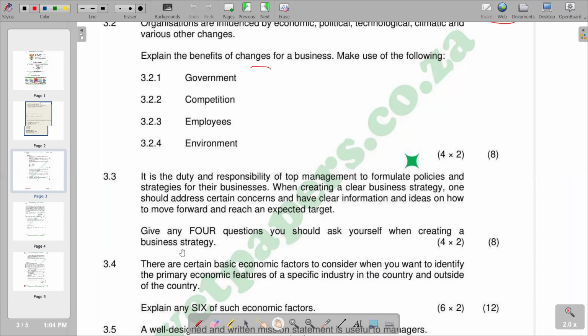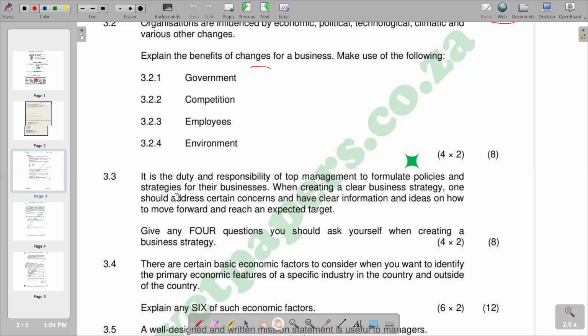So obviously, we need to understand what is a business strategy. A business strategy basically refers to the approaches and the moves managers make to achieve specific results in one specific line of business. That is a business strategy. So it comes as an approach that is used by managers.